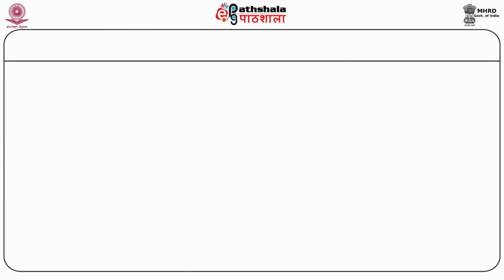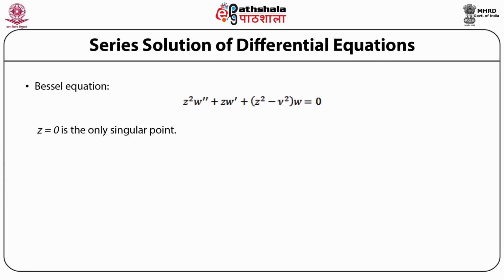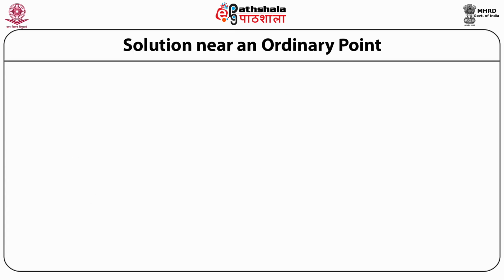For the Bessel equation, z² w'' + z w' + (z² - v²) w = 0, z = 0 is the only singular point. Now consider next the Airy equation given by w'' - z w = 0. In this equation, all points are ordinary and no singular point exists. Next, we move on to find a solution near an ordinary point.